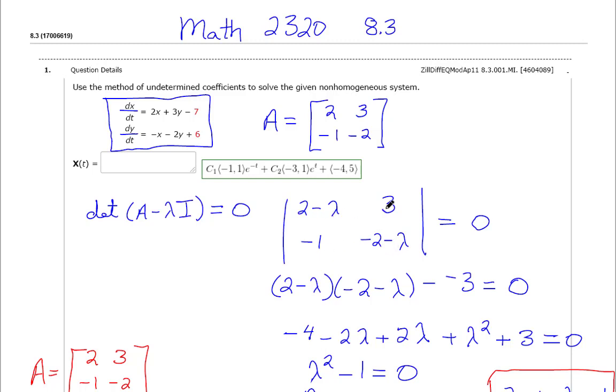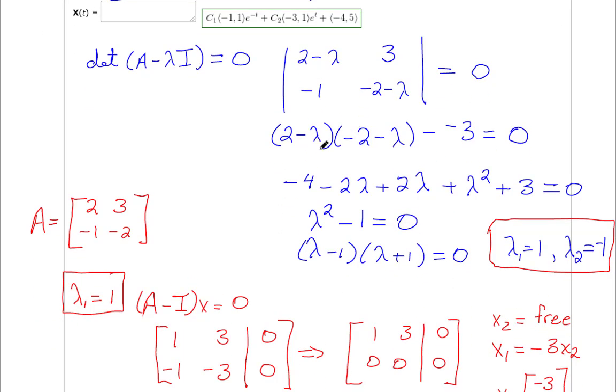Downward diagonal minus the upward one. All right, so 2 times minus 2 is a minus 4. Got a minus 2 lambda plus 2 lambda and a plus lambda squared plus 3. Minus 2 lambda parts cancel and I get lambda squared minus 1, which easily factors into lambda minus 1, lambda plus 1, giving me the eigenvalues of 1 and minus 1.